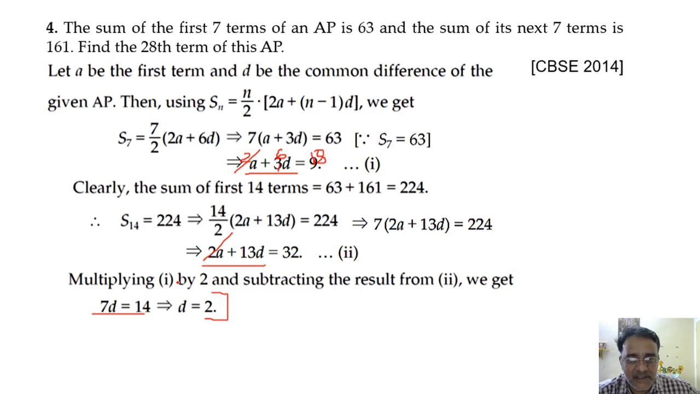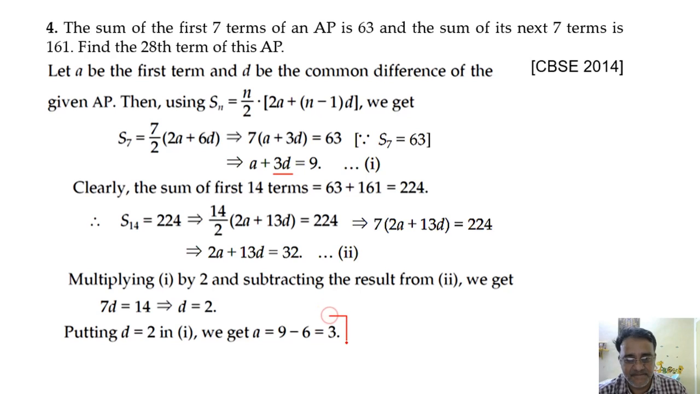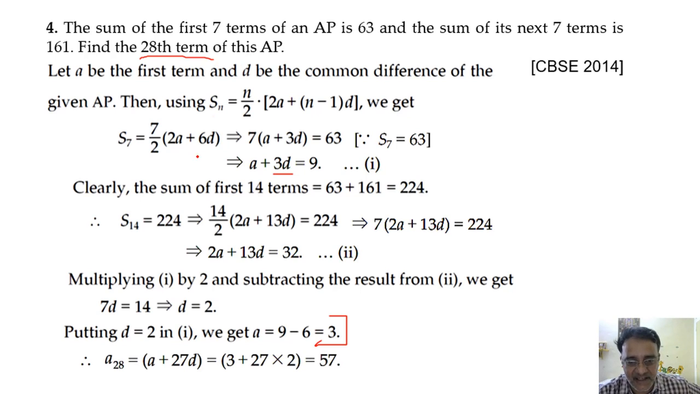And this value we will substitute in this equation to get the value of a. So 9 minus 6 is 3. And which term do we have to find? The 28th term. So how will you write the 28th term? a plus 27d. Right, a plus 27d, that is 3 plus 27 into 2. So we'll get 57. So this is the final answer. Any doubt in this question? No, sir.